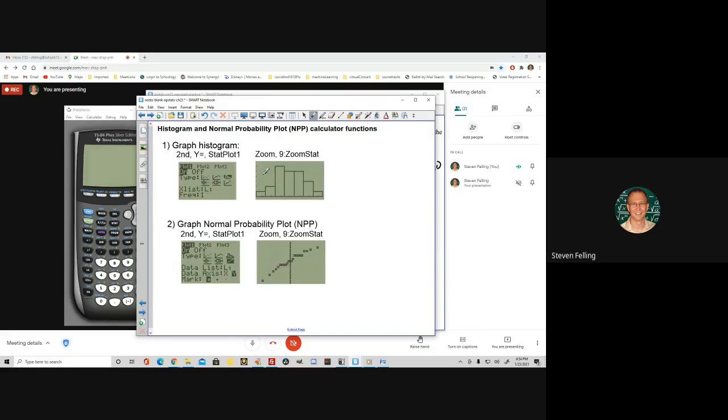All right. And then this is just in your notes if you need a reminder of the steps to do a histogram or a normal probability plot. Okay, so that wraps up the notes. But I think to tie it all together, we need to redo that problem we just did, but this time go through all the steps to do it properly.